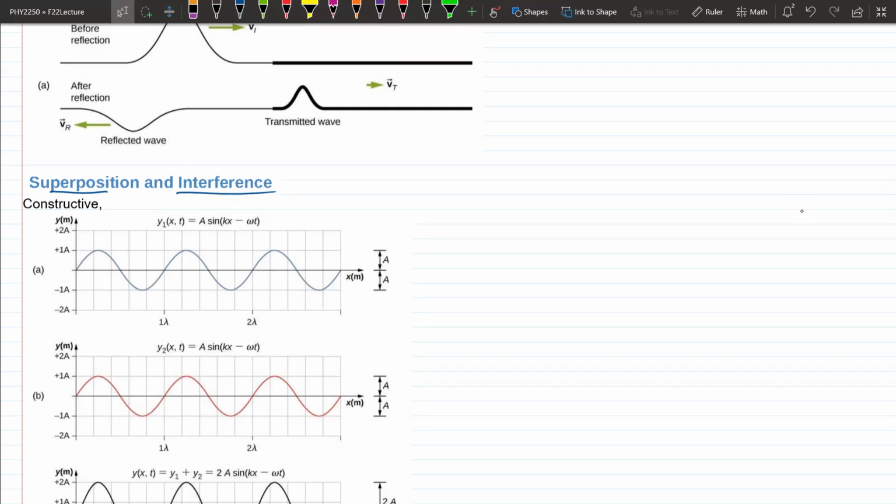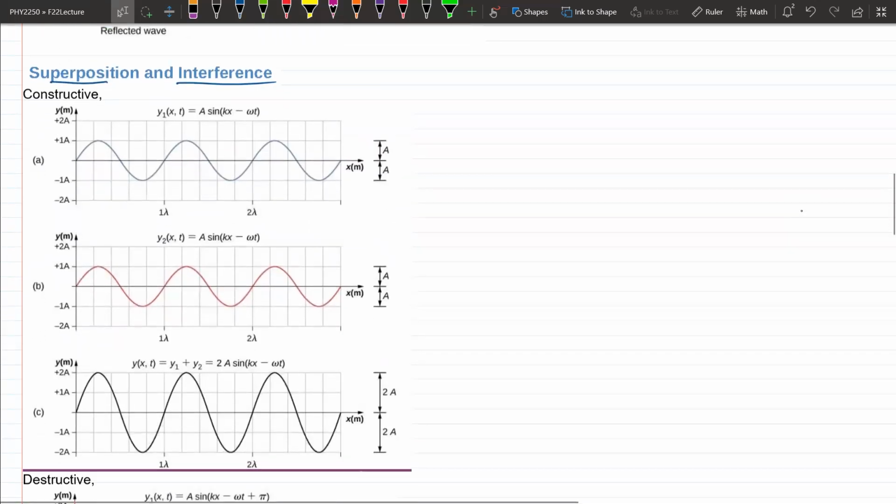Okay, so to me, those are synonyms for the same word. Okay, let's see what happens when we stack two different waves together. The first one we're going to do is constructive interference. Okay, let's say you have wave number 1, which is this blue wave up here, and then wave number 2, which is this red wave.